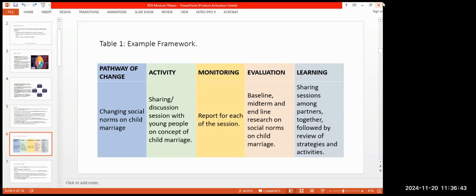And I was thinking of one of the change pathways, or this will be like an activity or an objective of that particular program, which is changing the social norms on child marriage. So maybe a meeting, a training, whatever it is that's being used to change. All right. So one of the activities could be to share or discuss with the young people the concept of child marriage. So you have that as an activity, which is going to help in changing the social norms.